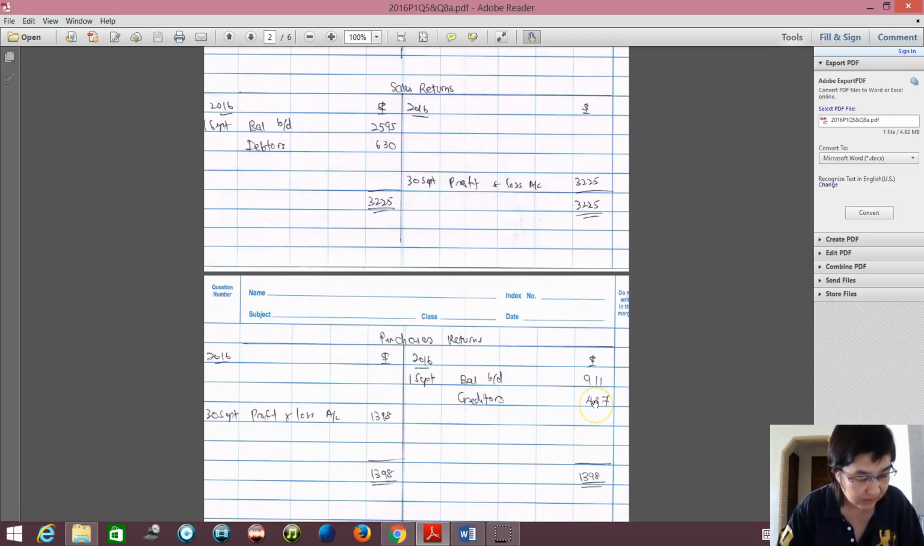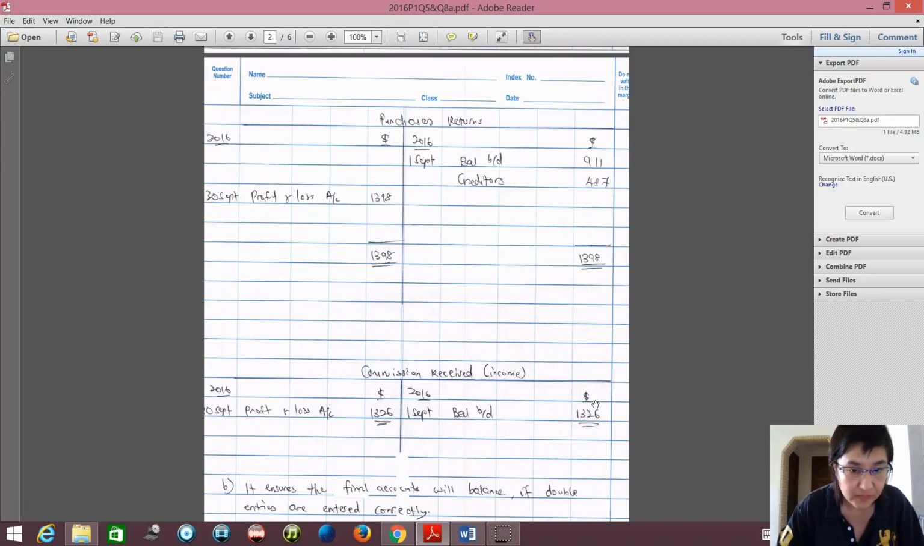Purchases return, 487, right? And then commission received, there's nothing in the subsidiary book for commission received, so this total will go to the profit and loss account, right?